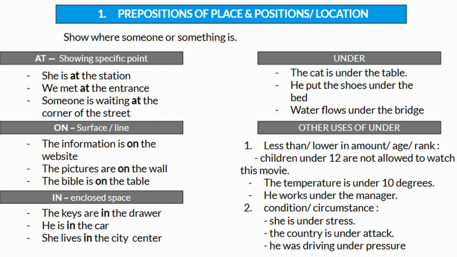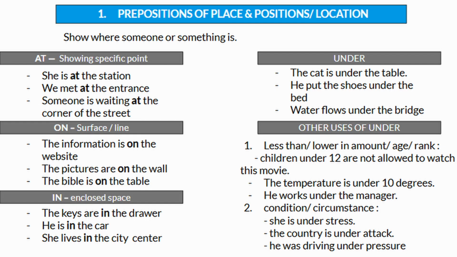We say on for a surface. For example, you can say, don't touch on my head. Don't touch on my phone. This was the second preposition of place.